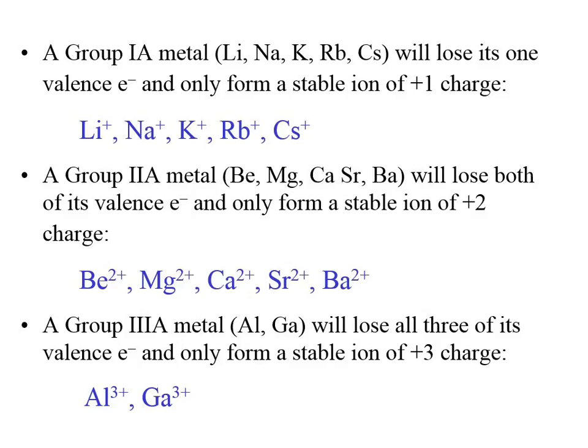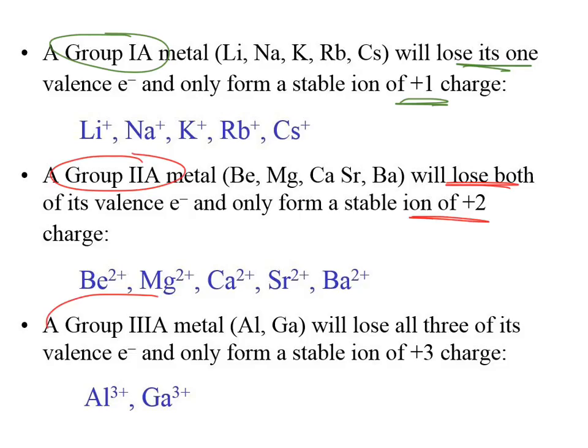So this talks about how many electrons they have. Group 1A has 1 valence electron, and it loses that 1 valence electron to form a +1 charge. Okay, group 2A, they have 2 valence electrons. They lose them both to become +2. 3A, they have 3 valence electrons. They lose all 3 of them to become a +3.